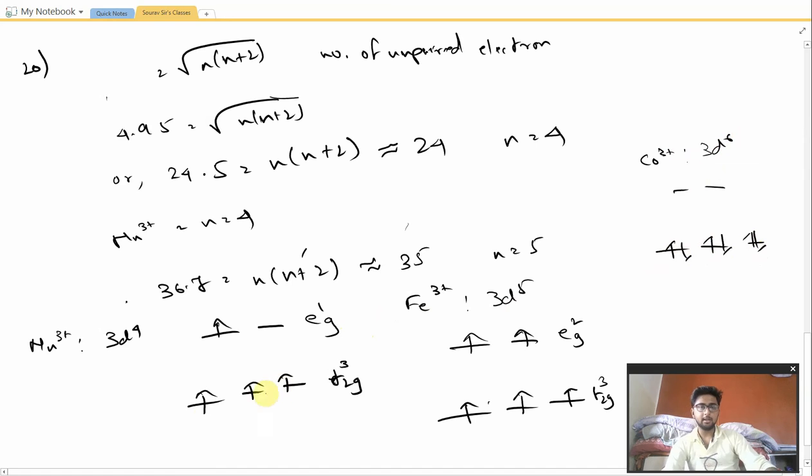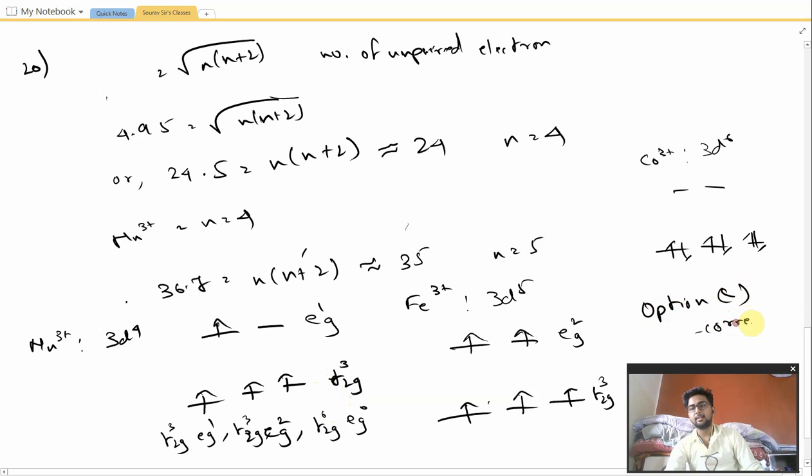So the configuration for Mn3 plus would be T2G3, Eg1, for Fe it would be T2G3, Eg2, and for Co3 plus it would be T2G6 and Eg0. Now in the options you can see that this is given in option number C. So option C is the correct one.